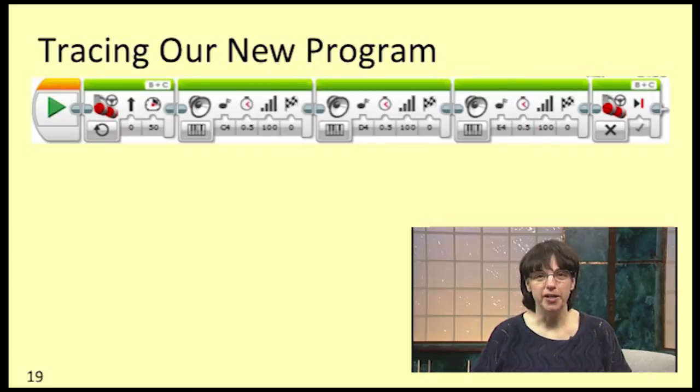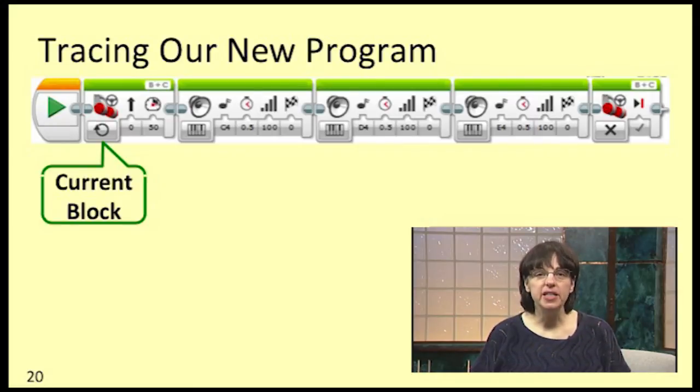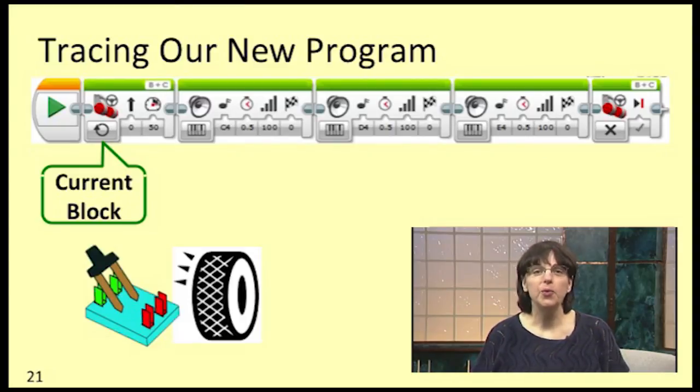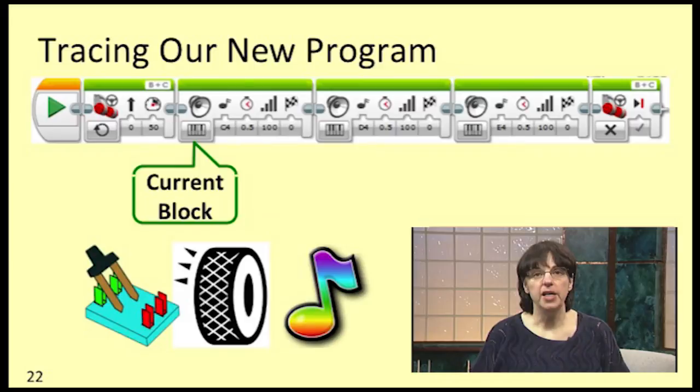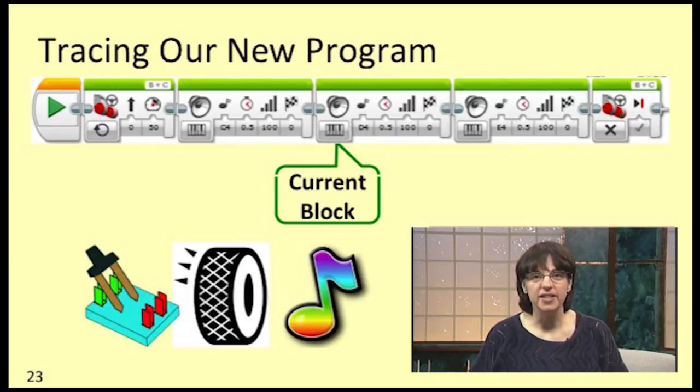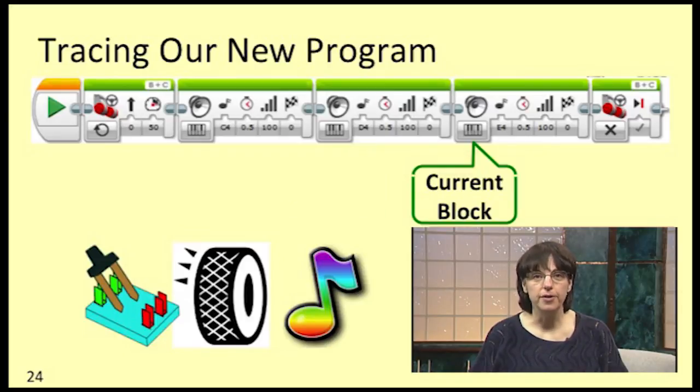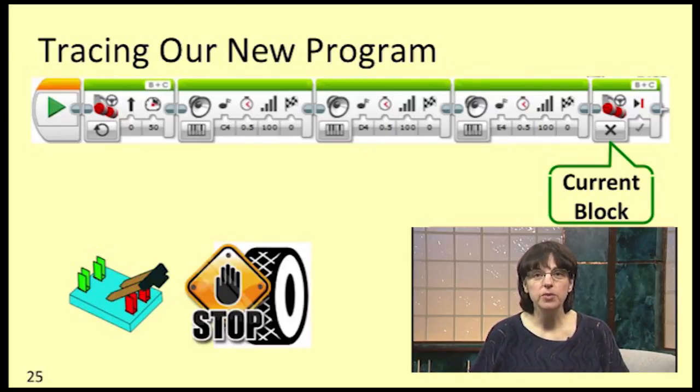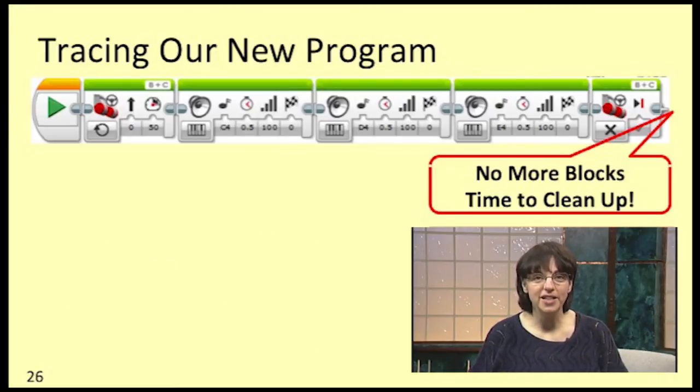Let's trace our new program. Our program begins with this move steering block with the on option selected. So we start our motors rotating and then we're ready to move on to the next block. Our motors are still rotating as we play the first note, and they continue to rotate as we play the second note and the third note. When we're done playing the music, we get to this move steering block with off selected. So we turn off all the motors and our robot stops moving. And then we clean up.